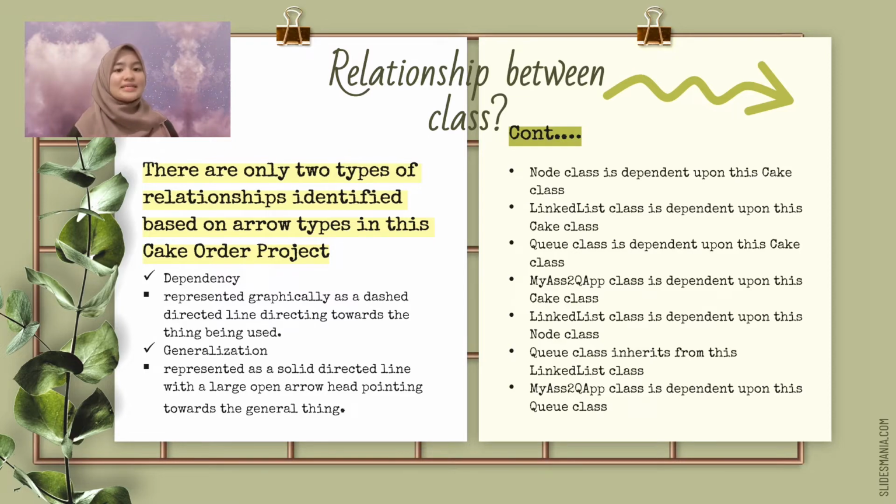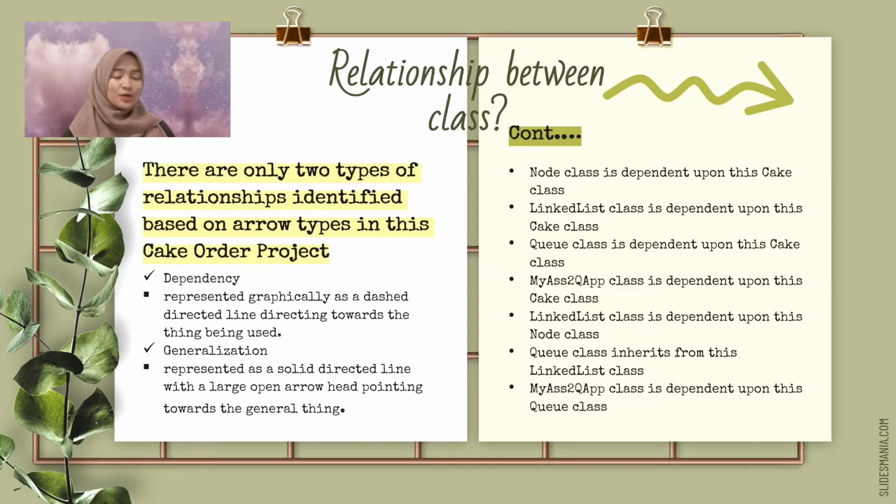The third class is the link class. We can see that there is only one solid directed line with a large open arrowhead pointing towards the link class. This means that the Q class inherits from this link class. And the fourth class is the Q class. There is also only one dashed directed line directing towards the Q class. This means that the MyAssessment2QApp class is dependent upon this Q class.